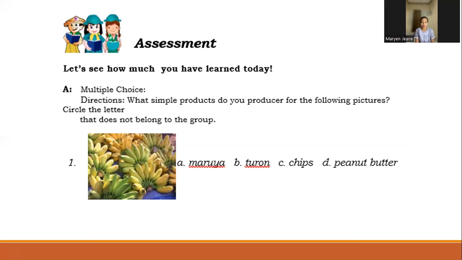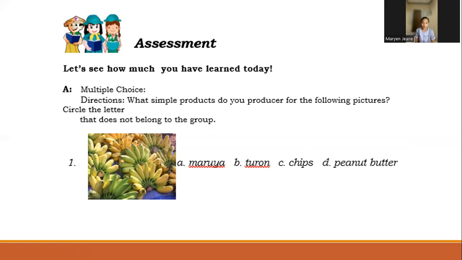So let's move on to the next activity, which is the assessment. Now let's see how much you have learned today. In letter A is multiple choice. The directions: what simple products do you produce for the following pictures? Circle the letter that does not belong to the group. Again, circle the letter that does not belong to the group.